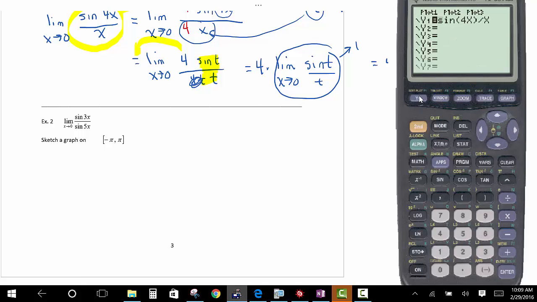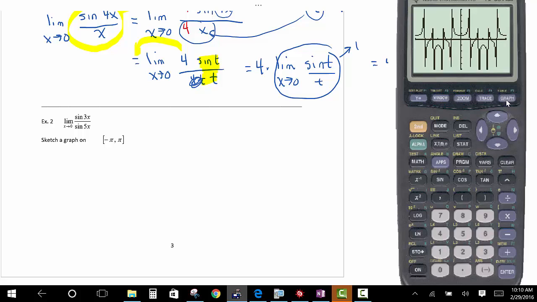So if you put this in, just erase what you have, and you want to go sine 3x, and divide that by sine of 5x. Just do a graph in the same window, and then we'll see what happens here and see if we can numerically figure out what that limit might be. Now, this is a neat one, kind of crazy. Okay, that's kind of cool. We've got a bunch of asymptotes in it. That's because there are a lot of places where the denominator is equal to 0.